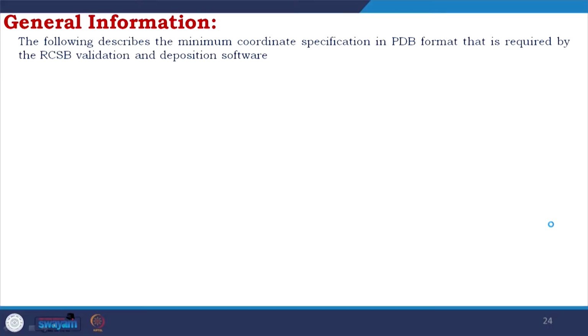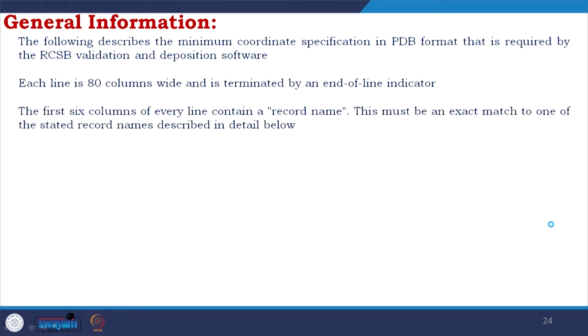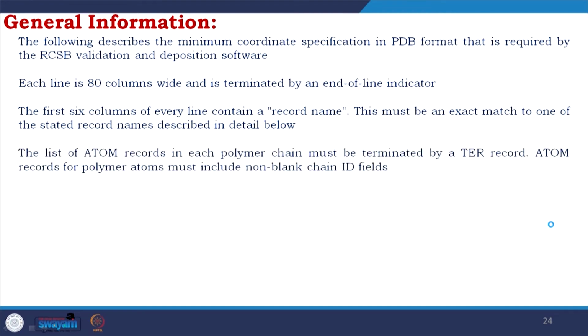The general information: the following describes the minimum coordinate specification in PDB format that is required by the RCSB validation and deposition. What are they? Each line is 80 columns wide and is terminated by an end of line indicator. The first 6 columns of every line contain a record name. This must be an exact match to one of the stated record names described in the detail below. So, in the detailing, whatever you are doing, you have to record them.